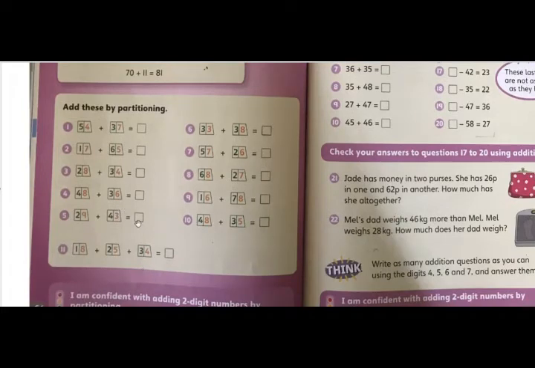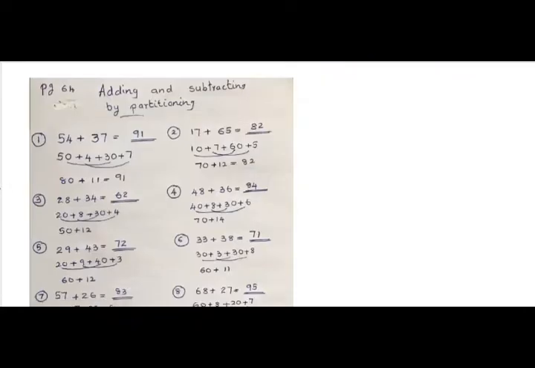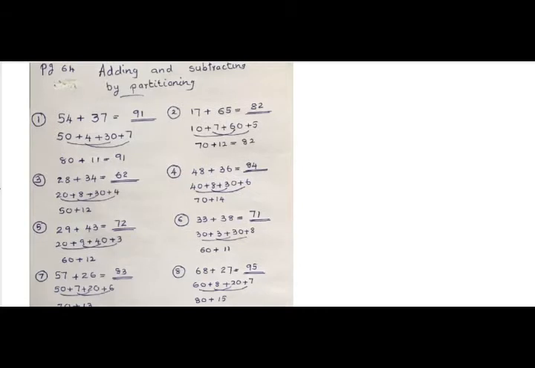Right. There are 11 questions. I'll explain 4 of them. We'll come to the first one. 54 plus 37. Right. We'll see how I have partitioned. Okay. First question. See, 54 plus 37.